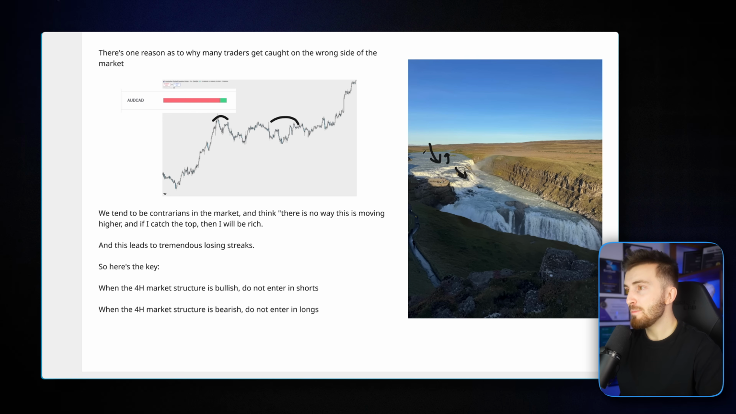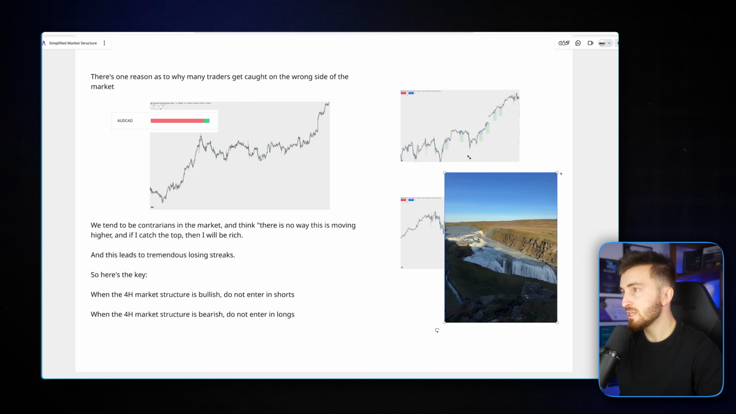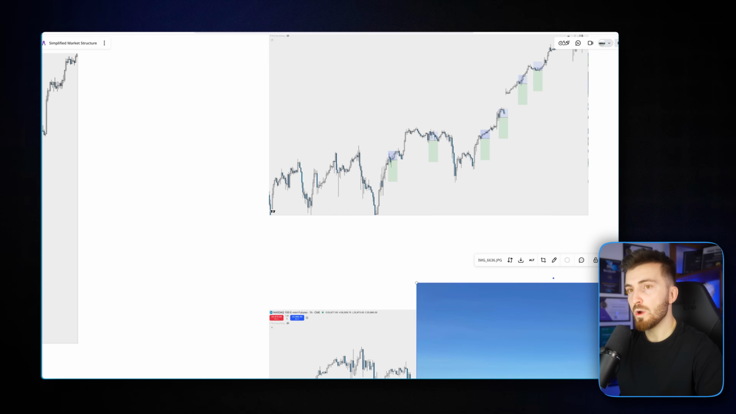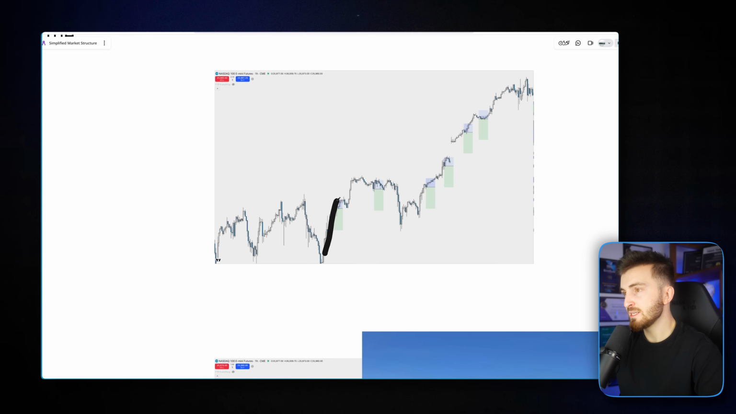But here's the key, no matter how good of a swimmer you are, you will not be able to fight this current. So the best thing is to swim with the current and swim to somewhere safe. Yet a lot of traders' charts look something like this, where the 1 hour market structure is incredibly bullish and they keep trying to short.